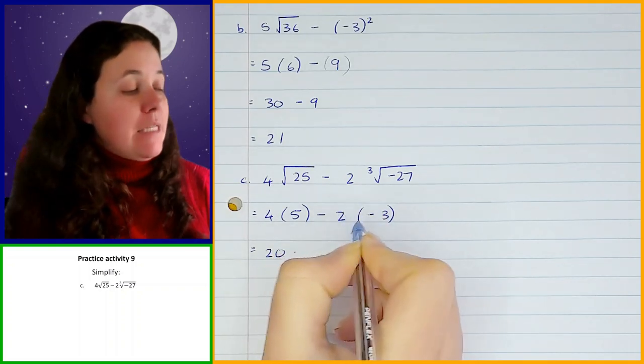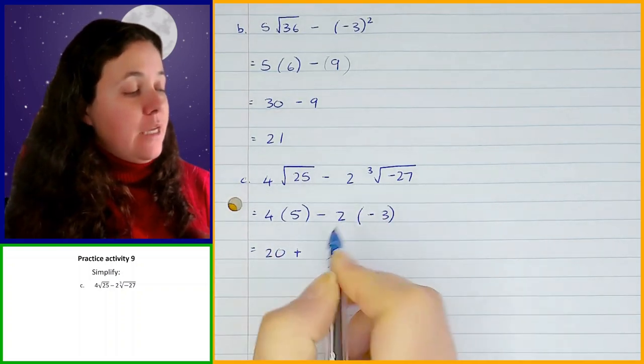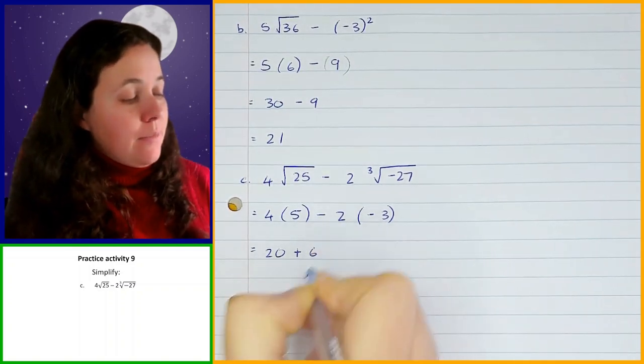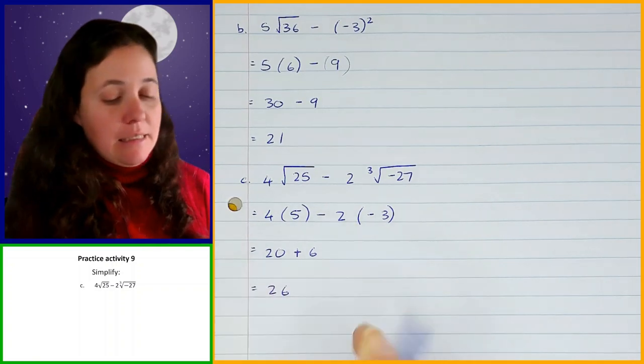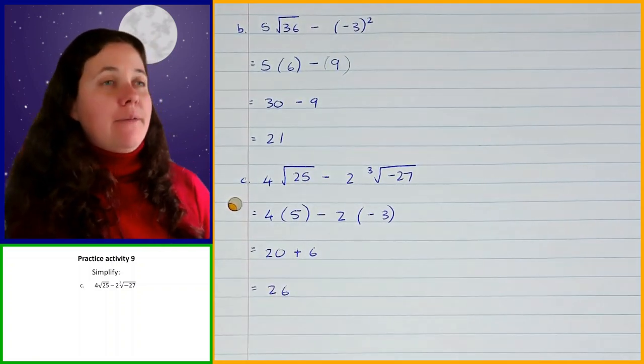Okay, so now 4 times 5 is 20, minus 2 times negative 3. I've got a negative times a negative. That gives me a positive. 2 times 3 is 6. So then I have 20 plus 6, which is 26. So that's what you should have got for question C.